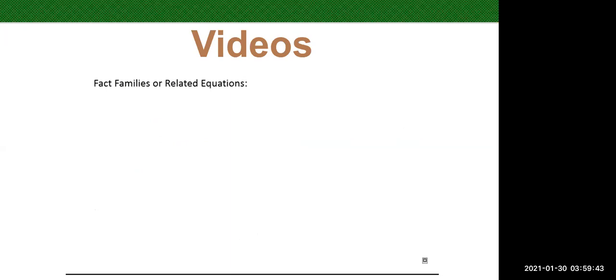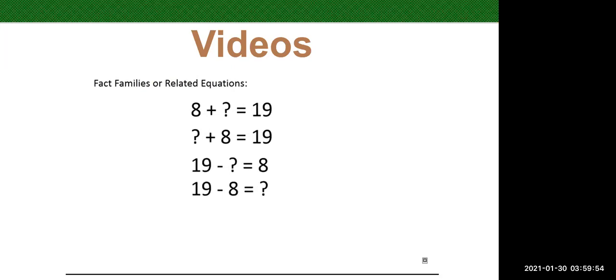We can solve this problem by using fact families, also called related equations. 8 plus some number equals 19. Some number plus 8 equals 19. 19 minus this number equals 8. And 19 minus 8 equals our number. Out of these 4 equations, it is easy to see that 19 minus 8 will give us our answer, which is 11.